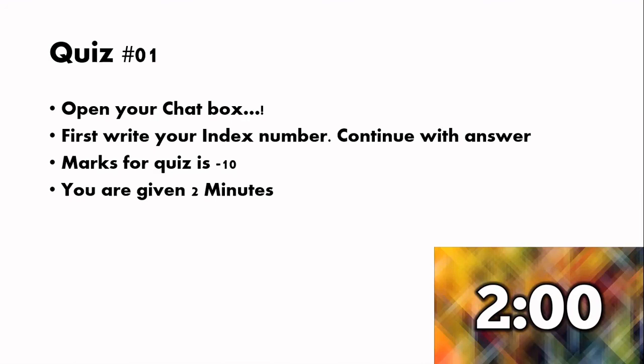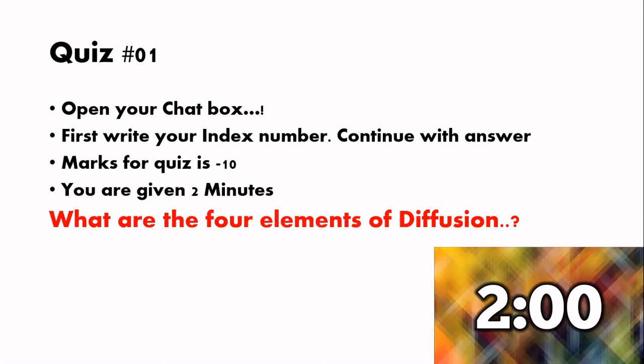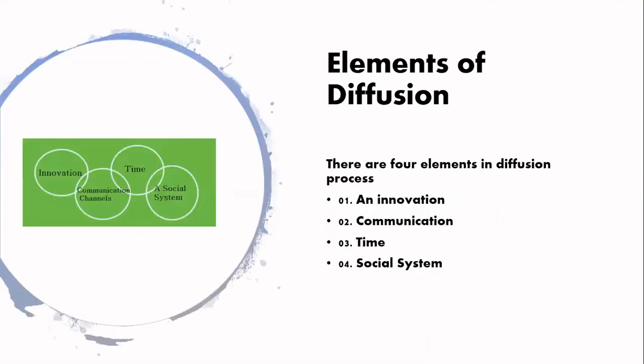Don't put only your index number. I want answers to these questions. I told you to keep this in mind at the very beginning. What are the four elements of diffusion? I am giving you 2 minutes. Write your index number and only four answers. One by one, don't send separately, okay? You are given 2 minutes.